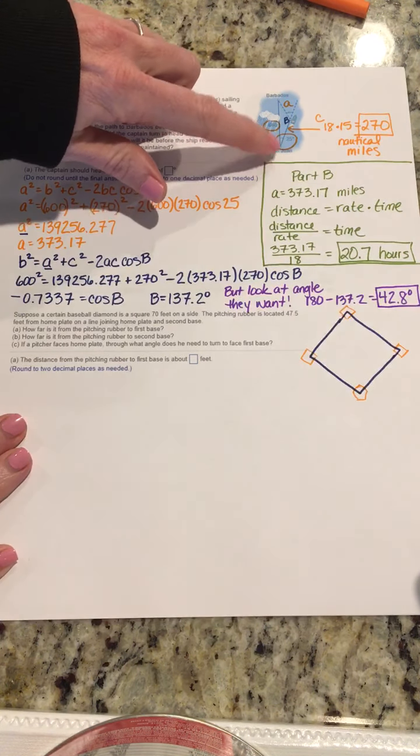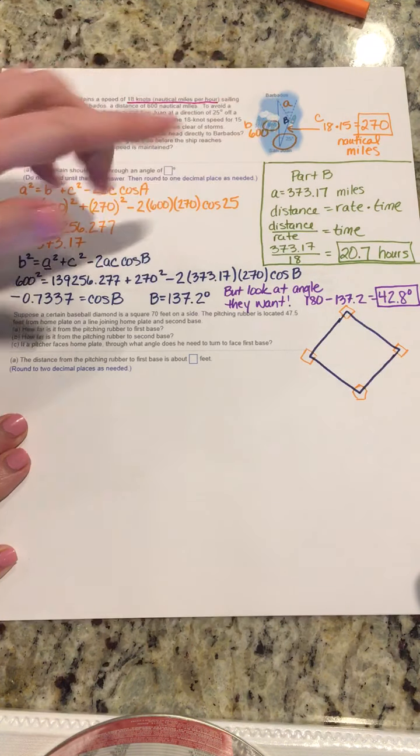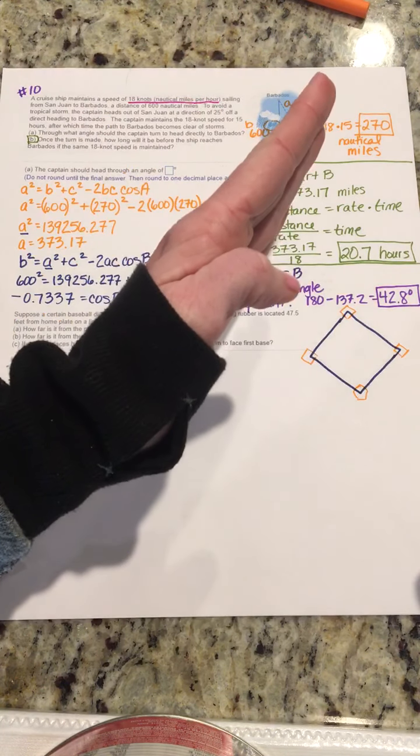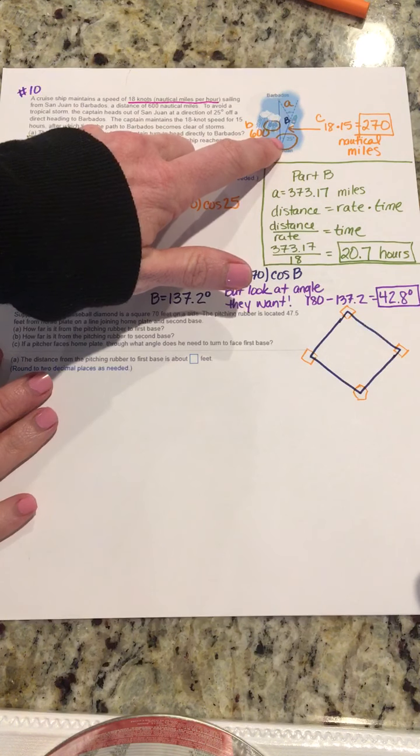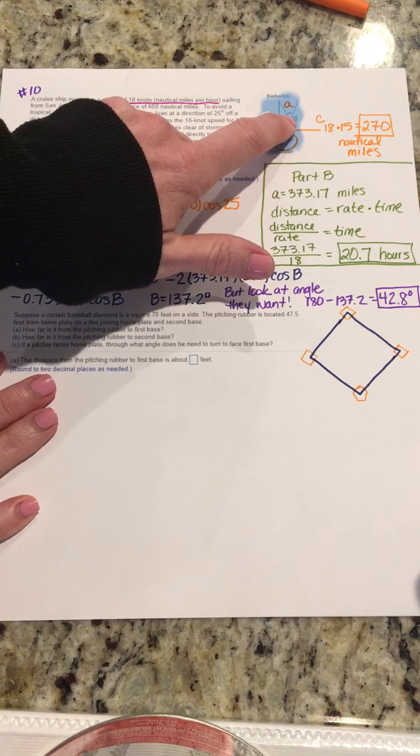So the distance between San Juan and Barbados is 600 miles. That's why this is labeled here. They're avoiding a storm, so they turn to the right 25 degrees. So this angle is 25. Then they continue at that pace of 18 nautical miles per hour for 15 hours.